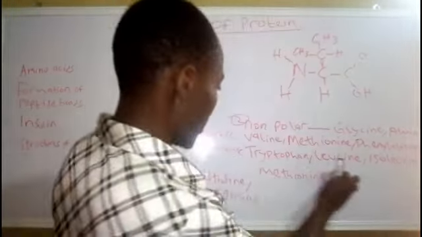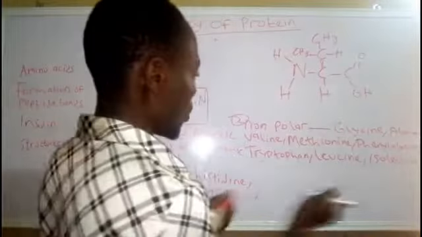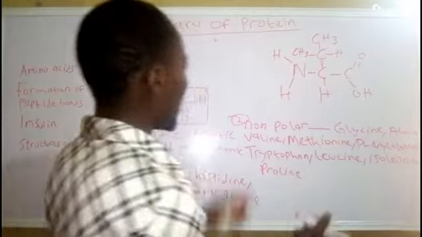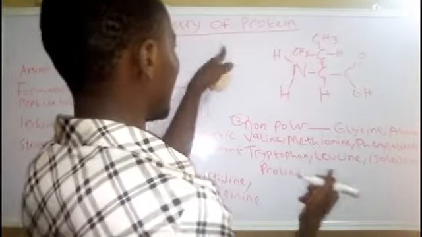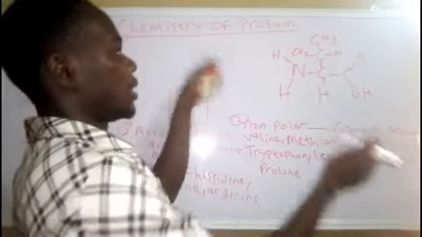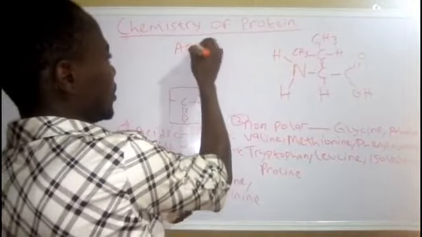Okay, let me quickly make a correction here. Under the polar amino acids I mentioned aspartame. That should be asparagine. So please take notes. It should be asparagine.